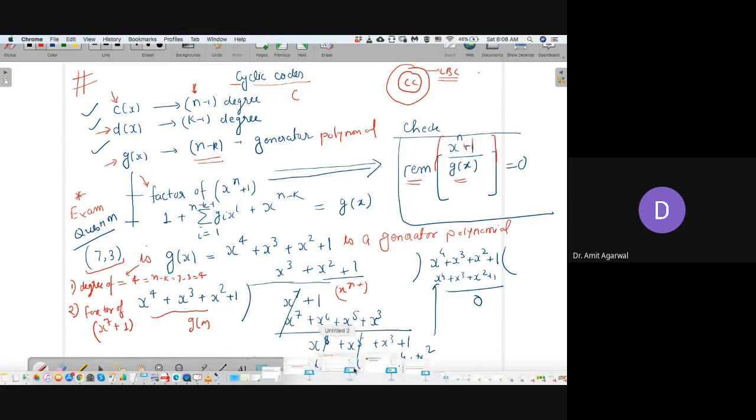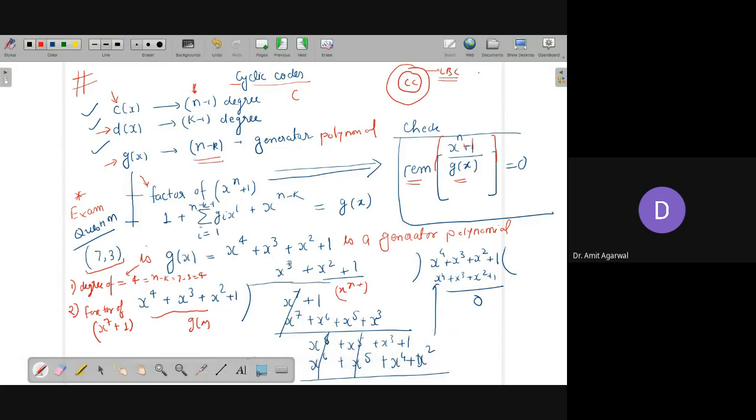When we divide it, we first multiply gx with x cube, correct? So here we can write x to the power 7, 6, 5, 3. Next is to multiply it with x square. When we multiply it with x square, this is x to the power 6 plus x to the power 5 plus x to the power 4 plus x square. Next we multiply gx with 1. And we see the remainder is 0.